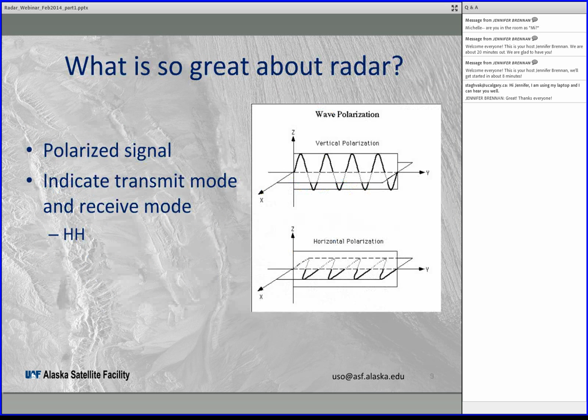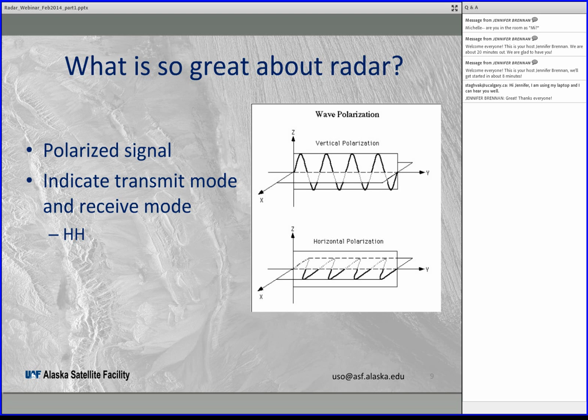Radar signals are polarized when transmitted and received, typically either horizontal or vertical. When using radar data, there will be information on the polarization mode used when the signal was transmitted and received. This information is displayed as a two-letter code, with the first letter being the transmitted polarization and the second being the received polarization. For example, the code HH would indicate horizontal transmission and horizontal reception.